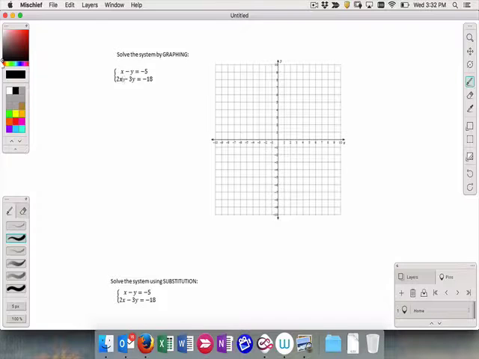The reason I don't know if it's the best method is because both of these are in standard form. And equations that are written in standard form can be a pain to graph. So I'm going to do what we normally do, which is convert them to slope-intercept form. I'm going to start with this first equation, x minus y equals negative 5. I'm just copying it down here so I have a little bit of room to work.